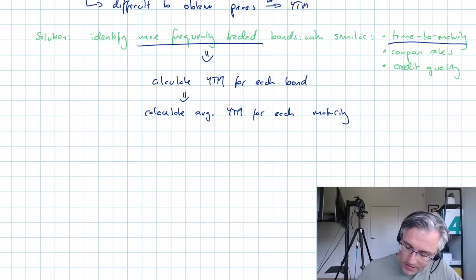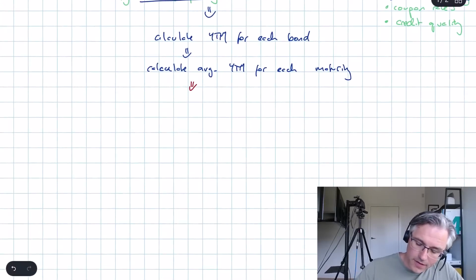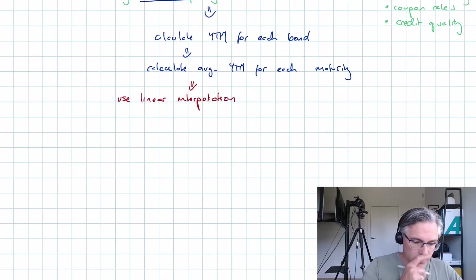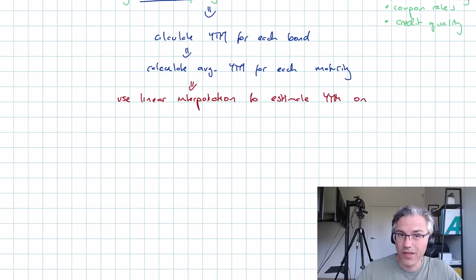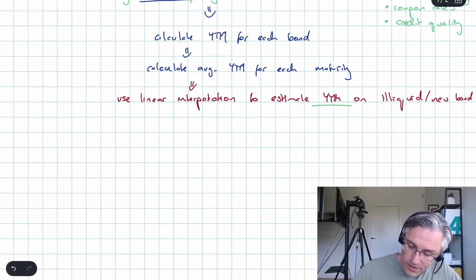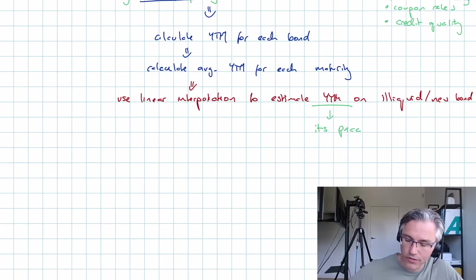And finally, once you've done this, and we'll practice this in a question in just a moment, use linear interpolation. Now, interpolation sounds worse than it is, to estimate the YTM, the yield to maturity, on the bond we're analyzing, on the illiquid, or maybe the new bond that we're about to issue. And if you can estimate its yield to maturity, you can estimate also its price. Okay, that's the logic of it.